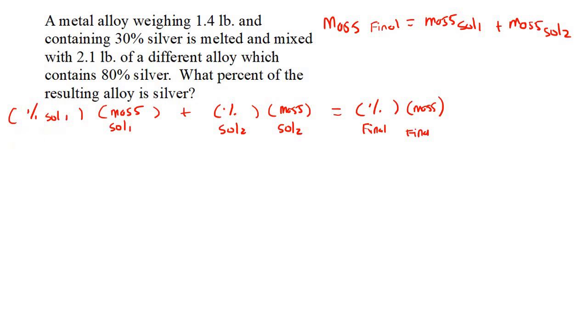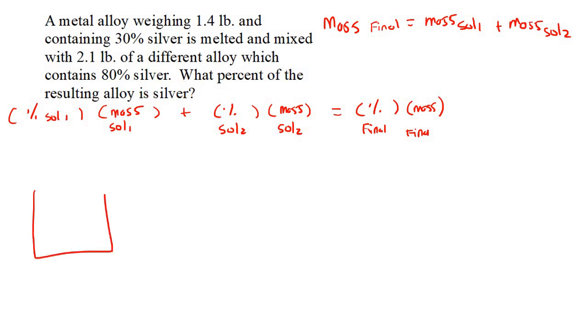Okay, so let's start. A metal alloy weighing 1.4 pounds and containing 30% silver is melted and mixed with 2.1 pounds of a different alloy which contains 80% silver. What percent of the resulting alloy is silver? Okay, so this is very easy.